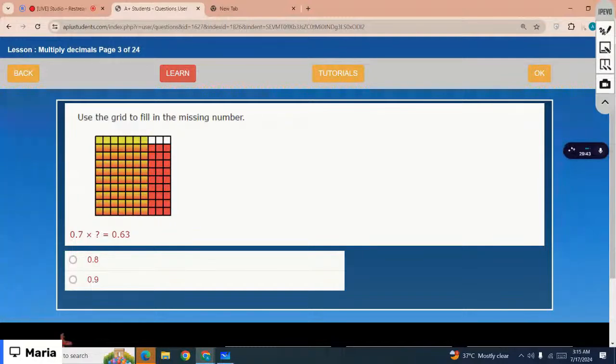Use the grid to fill in the missing number. So which number is missing? That is, yes, 0.9. It is option number 2 is the correct option.